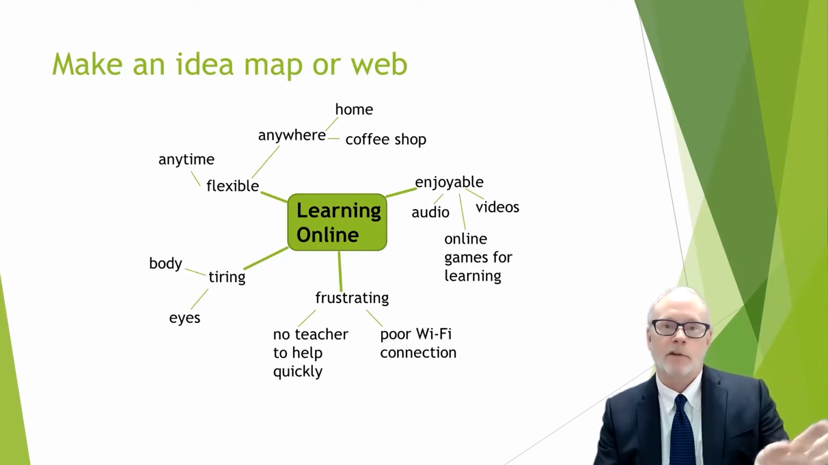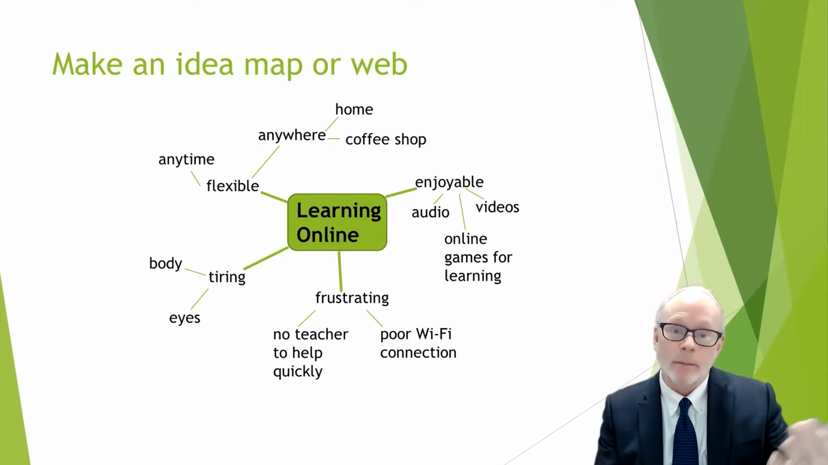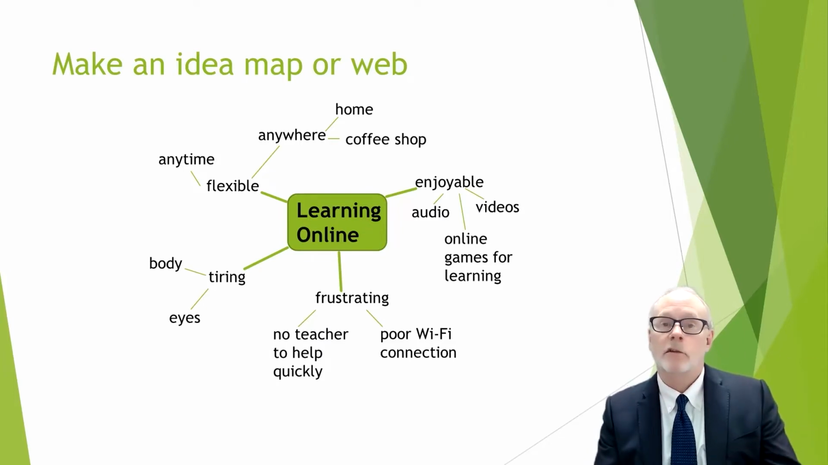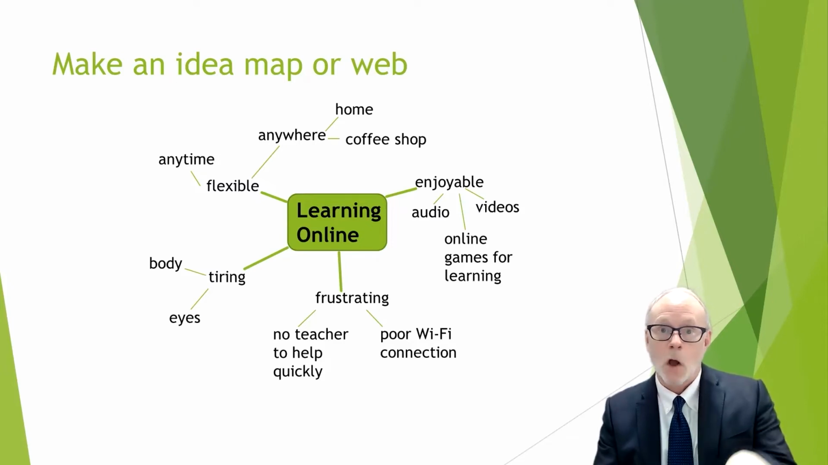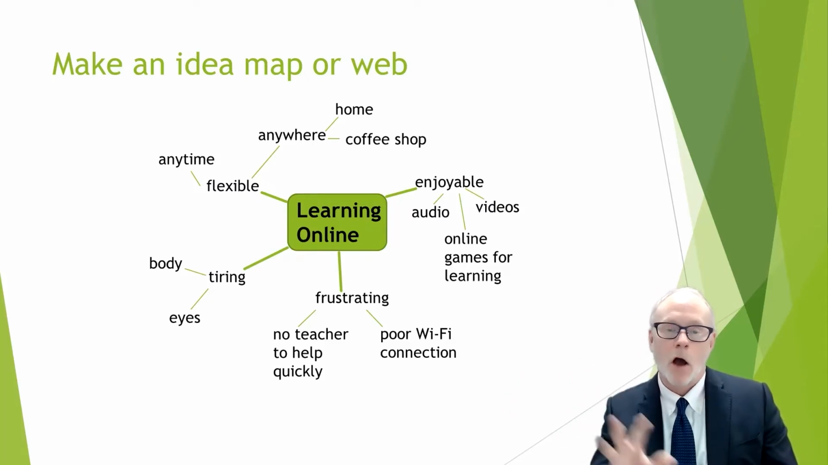And you can see we have some positive points or pros, flexible. And on the other side, we have enjoyable. And then we have also some negative points, okay, some drawbacks or cons. We have tiring and frustrating. Now you can also see that there are smaller branches or more branches connected to our main pros and cons. So you can see flexible on your screen, but then you can see anytime. And then you can see another branch, anywhere, home, coffee shop.